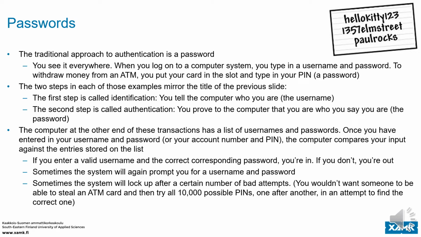The two steps in each of those examples mirror the title of the previous slide. The first step is called identification. You tell the computer who you are. The second step is called authentication. You prove to the computer that you are who you say you are. The computer at the other end of these transactions has a list of usernames and passwords. Once you have entered your username and password, the computer compares your input against the entries stored on the list. If you enter a valid username and the correct corresponding password, you're in. If you don't, you're out.